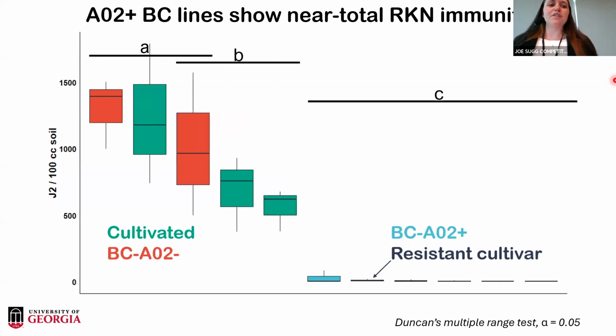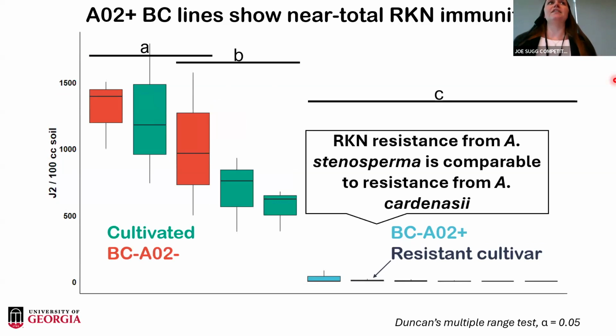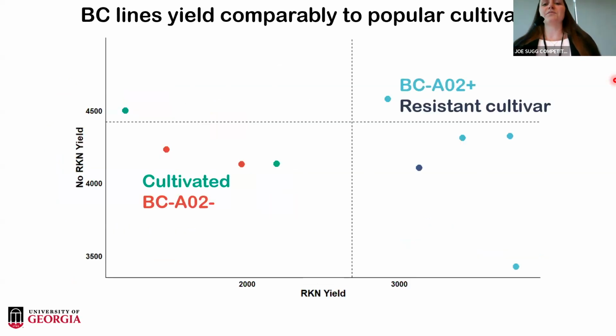We saw a very similar pattern when looking at J2 counts from the soil samples. So our conclusion here is that the resistance from Arachis stenosperma, like that from Arachis cardenasii, is essentially total resistance. We also wanted to look at yield. And when we look at yield under nematode pressure, it's unsurprising to find that it's largely a function of resistance, with resistant lines and cultivars significantly outperforming the susceptible ones.